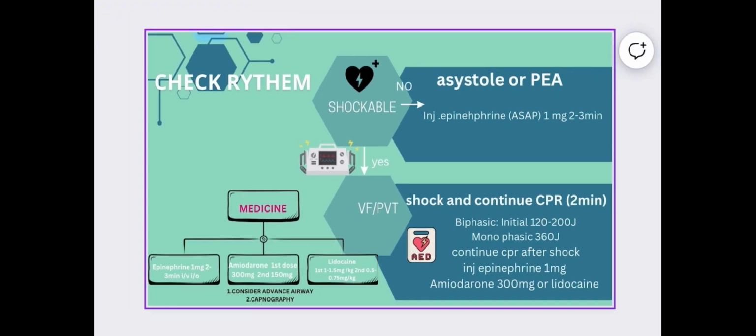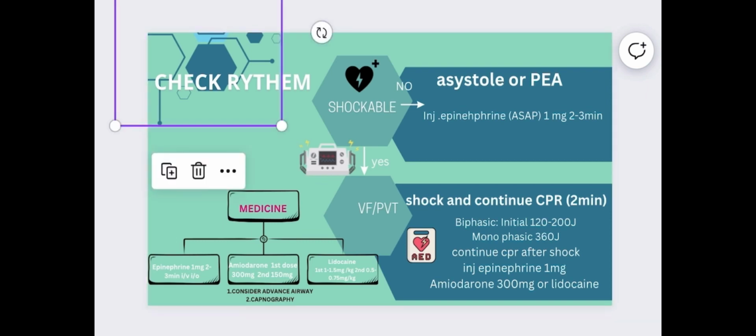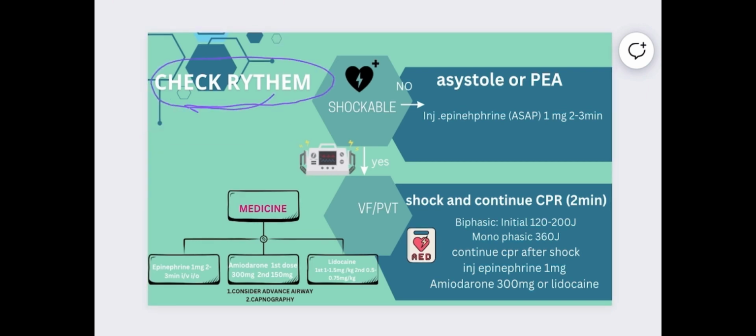This is again just a revision: you have to check the rhythm and check whether it is a shockable or non-shockable rhythm. If it is a shockable rhythm, which is VFib and pulseless VT, then you resume CPR and give a biphasic initial 120 to 200 joules or monophasic 360 joules, continue CPR after the shock, and give epi 1 milligram and amiodarone as described in the cycle.